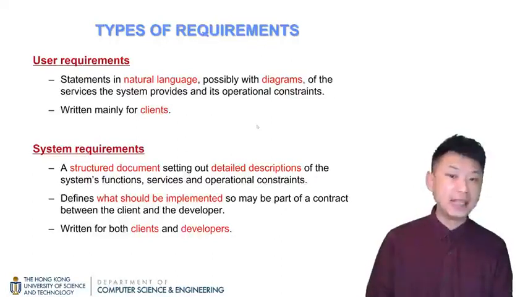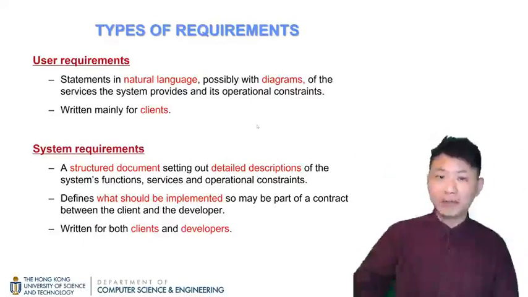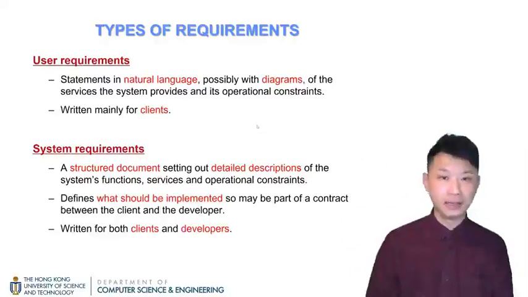And if we are talking about statements in natural language, again, we are talking about a problem statement. And possibly you may include some diagrams in your statement. Okay, and that's mainly written for our clients. And also we have system requirements, which is a structural document setting out a detailed description of the system functionalities, services, and also operational constraints. And it defines what should be implemented and is being treated as part of a contract between the client and the developer. And it's written for different stakeholders, for example, your clients and also developers.